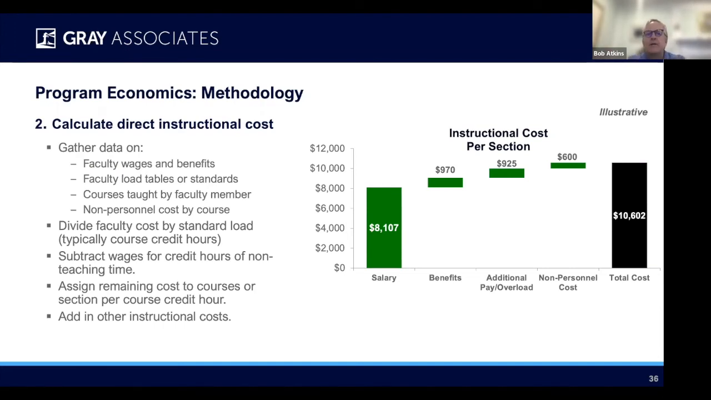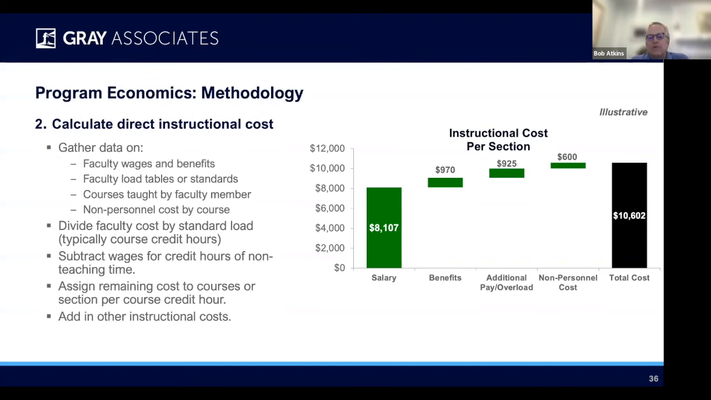There's another way to do that, which is what I call the groundhog method. If a full-time instructor could teach only credits, how many credits would a faculty member teach? Well, let's say it's 12. If they're only teaching 9, again, you take 25% and take it out of instructional cost.